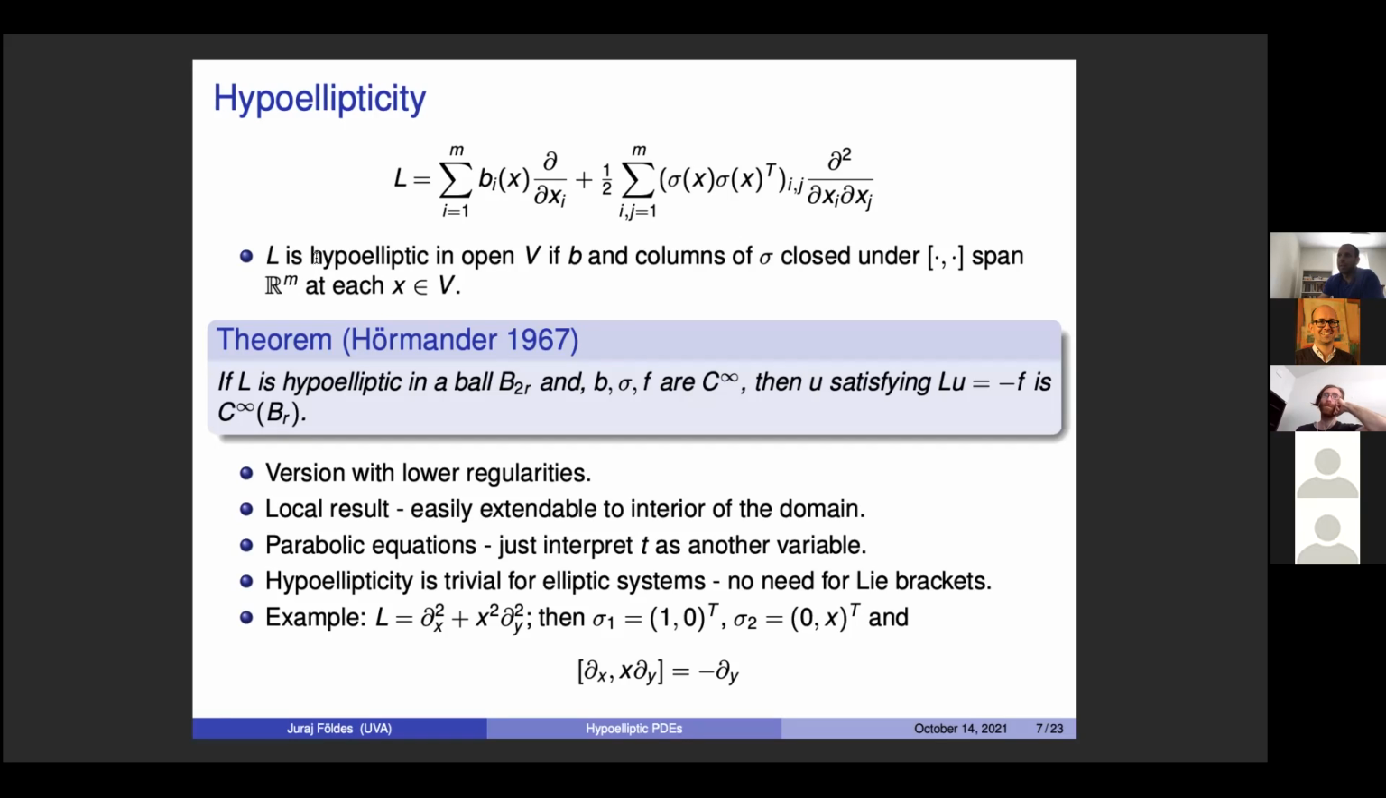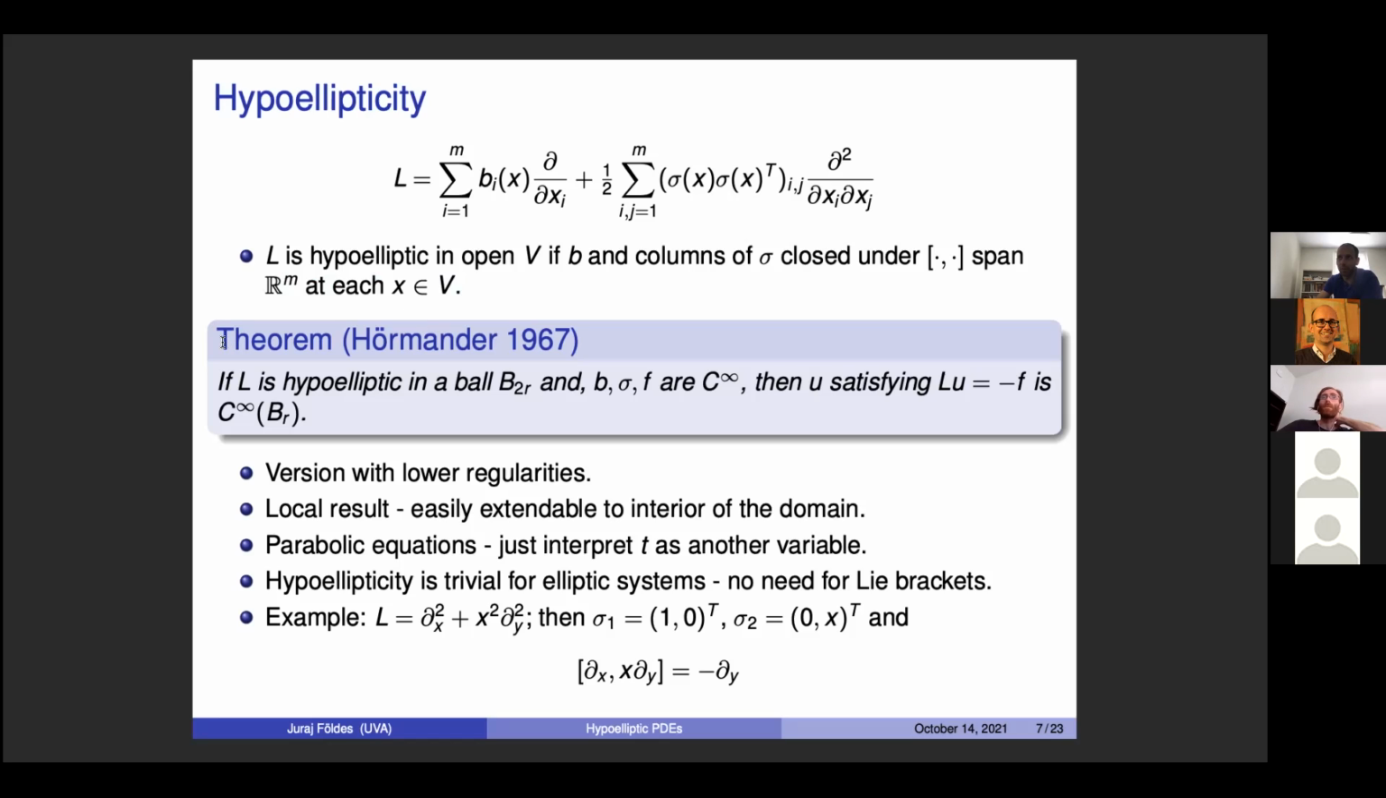And we are going to say that this is hypoelliptic in some domain V if we take our vector B, which is a drift term, plus the columns of our matrix sigma. It's important, it's the matrix sigma, not sigma sigma transpose, really the sigma matrix. We close it under the Lie bracket, and we are going to span the whole tangent space at each point of our domain. If that's possible, that really means that the stochastic process can visit completely the neighborhood.